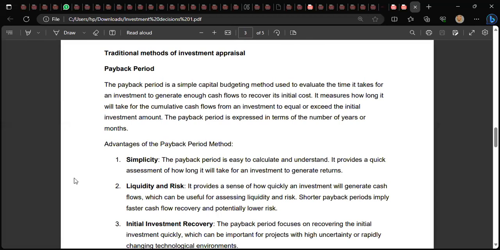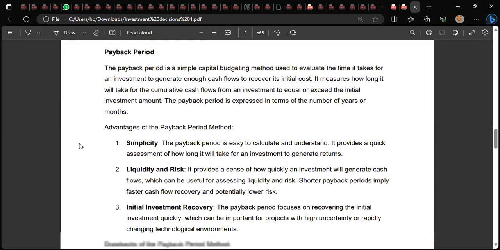All right, so the payback period is a simple capital budgeting method used to evaluate the time it takes for an investment to generate enough cash flows to recover its initial cost. So how long it takes for a project to pay back the initial amount. That's what we are trying to calculate there. The payback period is expressed in terms of the number of years or the number of months.